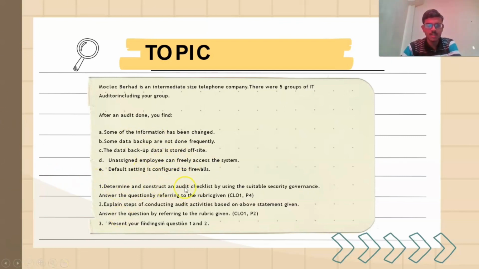First, determine and construct an audit checklist by using suitable security governance. Answer the question by referring to the rubric given. Second, explain types of conducting audit activities based on the above statement given. Answer the question by referring to the rubric given. Third, present your findings for questions 1 and 2.